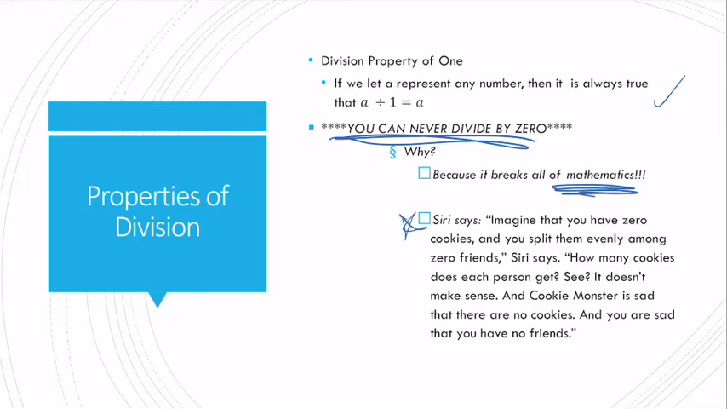And when you used to ask Siri, when Siri first came out, original Siri, if you could divide by 0, she would say, imagine that you have 0 cookies and you split them evenly among 0 friends. How many cookies does each person get? See, it doesn't make sense. And Cookie Monster is sad that there are no cookies and you are sad because you have 0 friends, which I thought was really kind of funny.